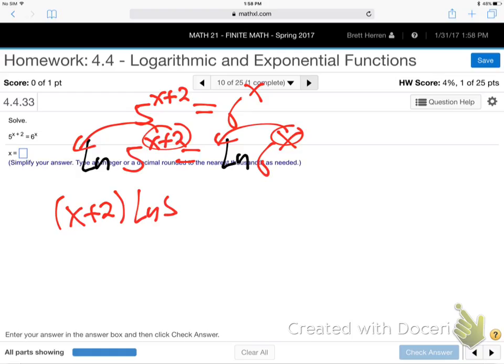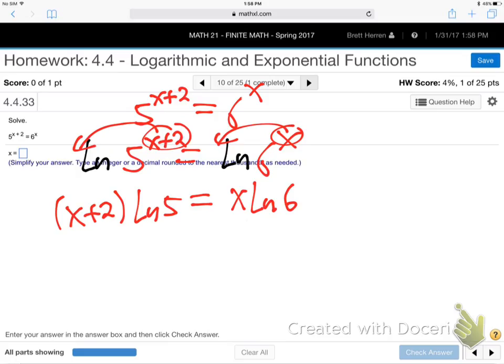Up here. Okay, we good to there, guys? So I brought the x plus 2 down. I brought the x down. I don't know why I made that such a big x. All right, there we go. So now, here, I'm assuming you got to here okay, right? Here's where it gets a little messy.